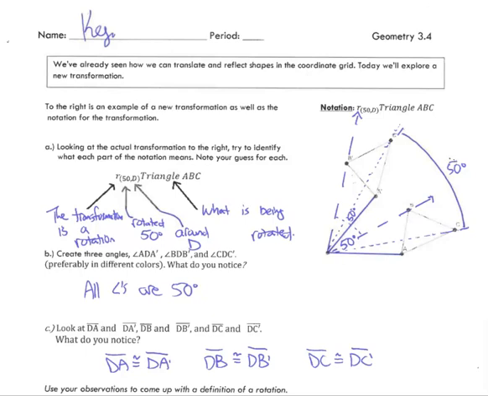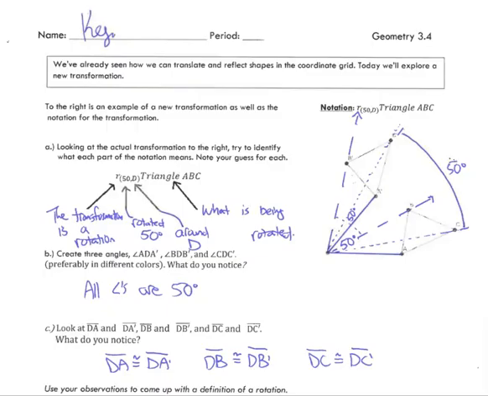All right, we are moving on to 3.4. It says we've already seen how you can translate and reflect shapes on the coordinate grid. Today we'll explore a new transformation. So it says to the right is an example of a new transformation as well as the notation for the transformation. So take a peek at that.